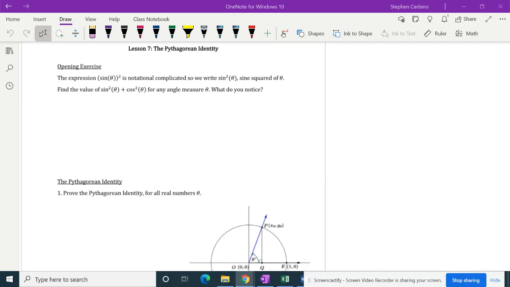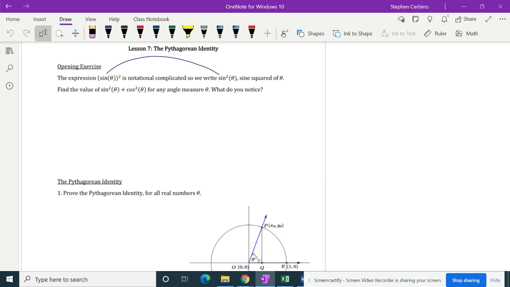So the opening exercise tells us that the sine of theta squared can be shown with parentheses, but that's a complicated notation, so we usually write it as sine squared theta. So these two things mean the same thing. So it says find the value of sine squared of theta plus cosine squared of theta for any angle.